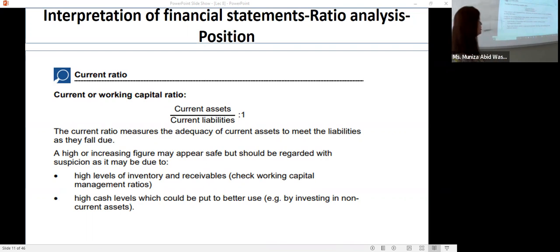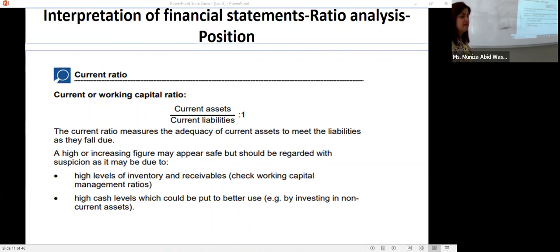So the current ratio measures the adequacy of current assets to meet the liabilities as they fall due. And please keep in mind the rule of finance: short-term liabilities have to be fulfilled using current assets. Long-term liabilities have to be fulfilled using non-current assets. A high or increasing figure may appear safe, but should be regarded with suspicion as it may be due to high levels of inventory and receivables. Check working capital management ratios.